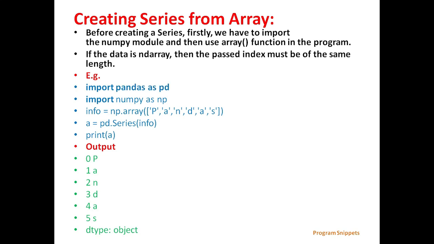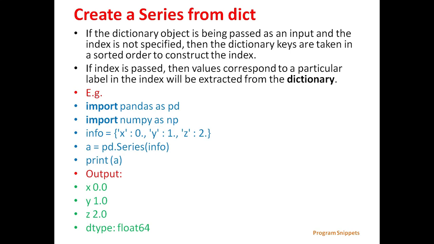For example, here first we will import pandas, then we import numpy and create a numpy array with data as pandas, and then we create a series as pd.Series for this array as info. When we print it, it will give the output: for 0th index it will print p, for first index it will print a, for second index it will print n, and so on, and the data type will be object.